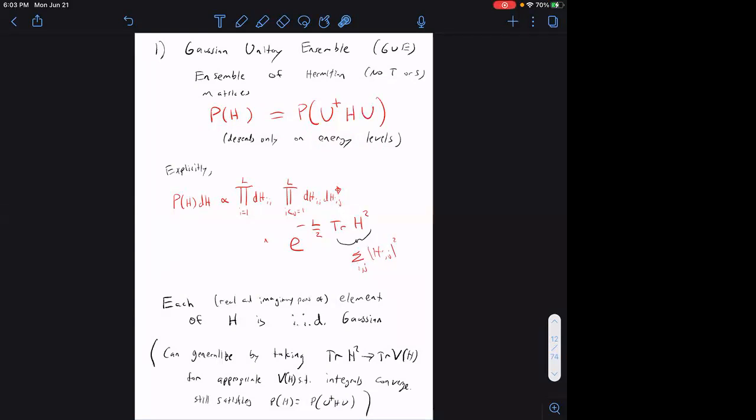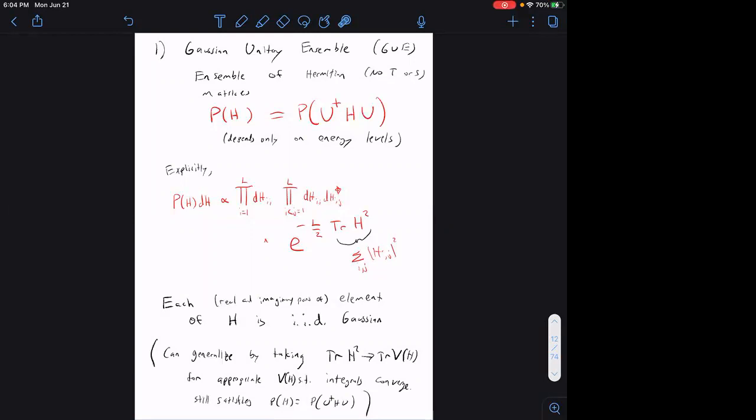Furthermore, we're going to choose a specific P, which is this function here. It's e to the minus L over 2, where L is the size of the matrix, times trace H squared. And dH, we integrate over each element of H separately with this flat measure. If we look at this trace H squared, we can recognize it as a sum over H_ij squared. And so this is telling us that each element of H, each H_ij, is independently Gaussian distributed.